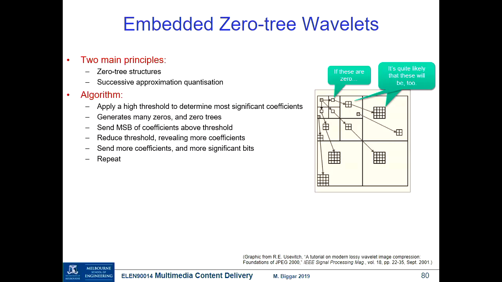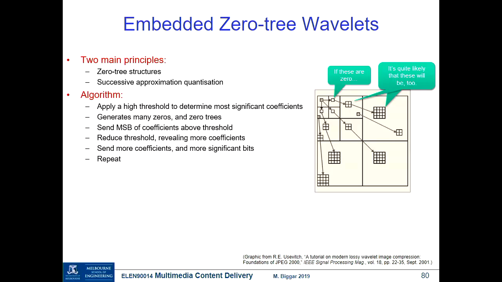So the algorithm was to apply a very high threshold, so only very large coefficients would be encoded. This meant that there would be many zeros and many zero trees, right? If we apply a high threshold to say that we're only going to preserve very large magnitude values, then way up here, many of these values will be quantized to zero, and that means all of their children will be quantized to zero, and there'll be very little data needed to be represented. And then we just send the most significant bit of these coefficients that are above the threshold, and then there would be an iterative procedure. We'd reduce the threshold, revealing more coefficients, and send more coefficients and more significant bits, and loop around like that.